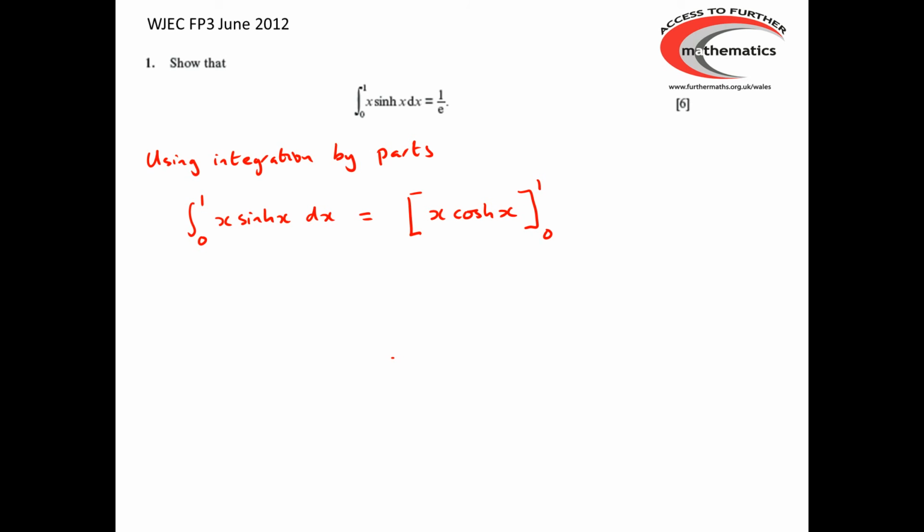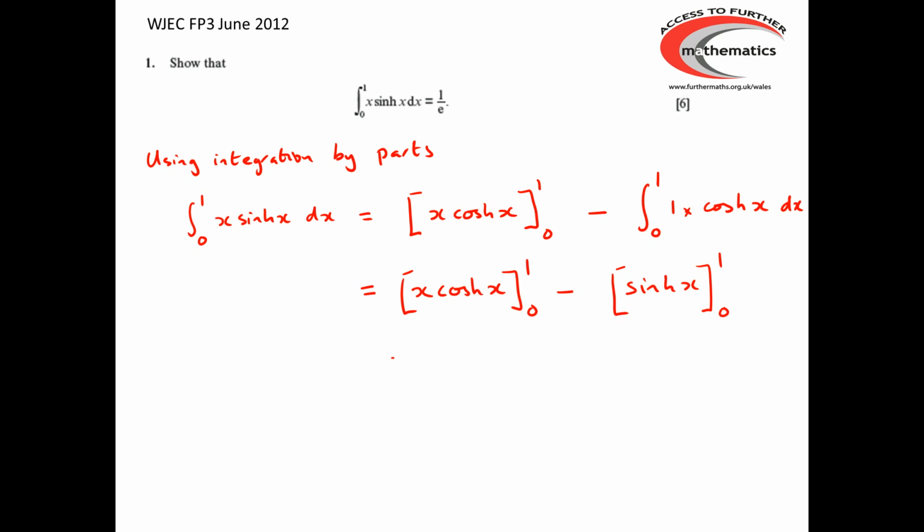So we've got x cos x between 0 and 1, and then we need to take away 1 times cos x. So the 1 is the derivative of the bit that we left alone, and the cos x is the integral that we've already done. So we've got x cos x between 0 and 1, take away the integral between 0 and 1 of cos x. Cos x integrates just to give me sine x.